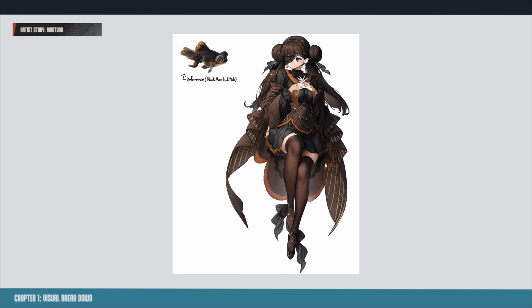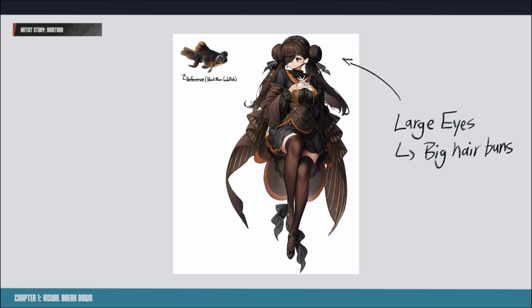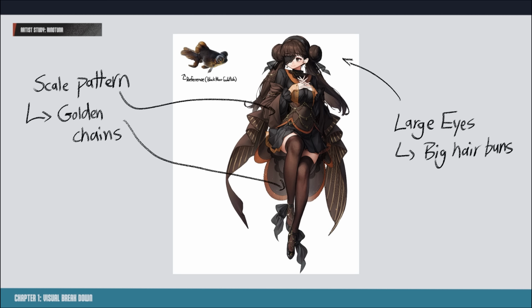And if you look at the final design, Rinotuna finds a creative solution for all these elements to be incorporated into the design. Like how the eyes are represented by the big hair buns on the side of her head, or how the scales are turned into these gold chains that are scattered across areas of the design.